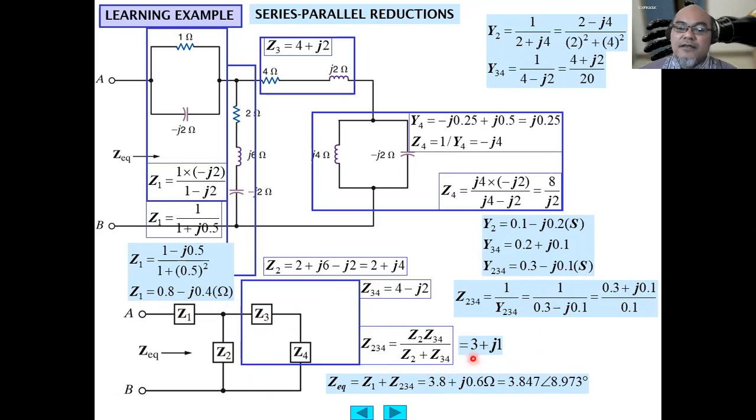And then if you want to have it in phasor format, we find the magnitude by 3.8 squared plus 0.6 squared, then taking the square root of that sum. Then we will obtain 3.847. The angle we calculate by arctangent of 0.6 divided by 3.8, and we will obtain 8.973 degrees. Okay.